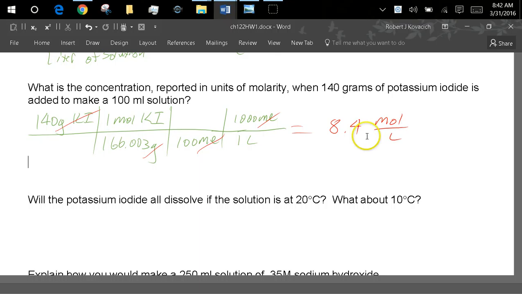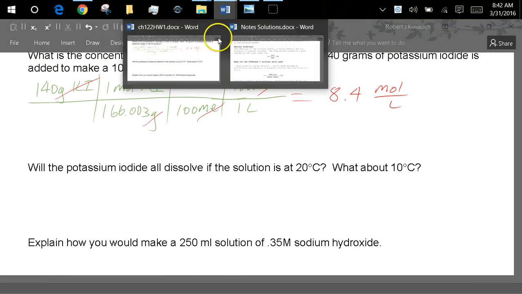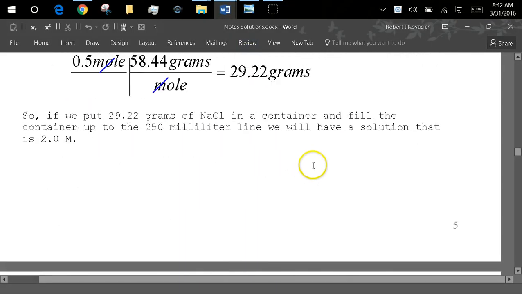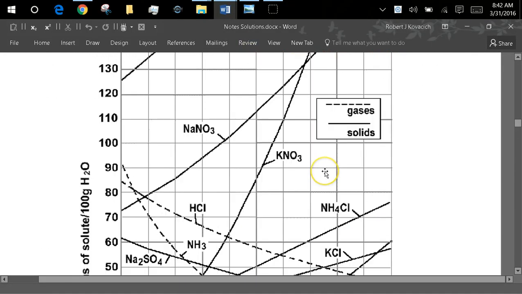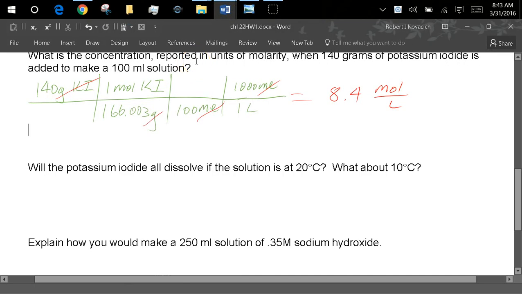Will the potassium iodide all dissolve in 20 degrees Celsius water? What about 10 degrees Celsius? So to answer that question, you're going to need this guy right here. And so I find my 10 degrees and my 20 degrees. So here's my 20 and here's my 10. And so at 20 degrees, I could get 145. And at 10 degrees, I could only get 135. So what was our question? It was 140. So that's a yes at 20 and a no at 10 degrees.